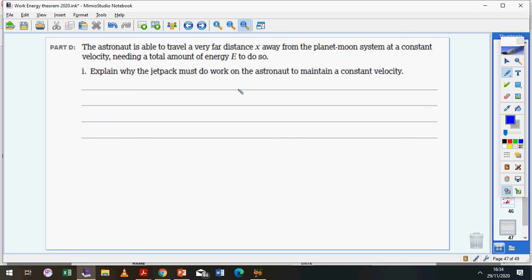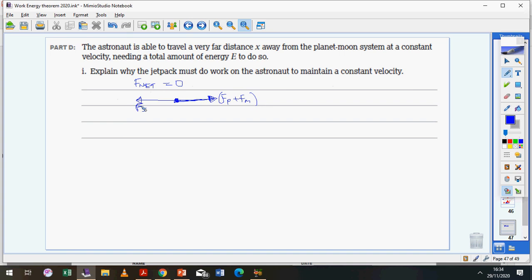So think about it this way. In order for him to be moving at a constant velocity, the net force on him must be zero, right? There's a force from the planet and also a force from the moon acting on him. These forces are constantly there because they're forces due to gravity. So for the net force to be zero, there has to be a force this way, and that force has to be provided by the jetpack.